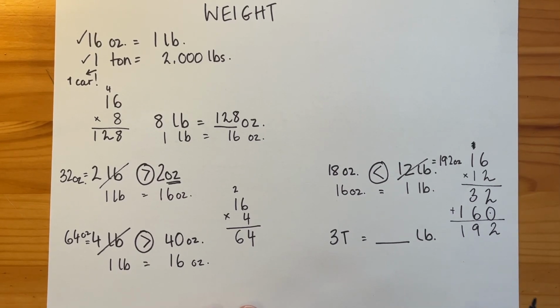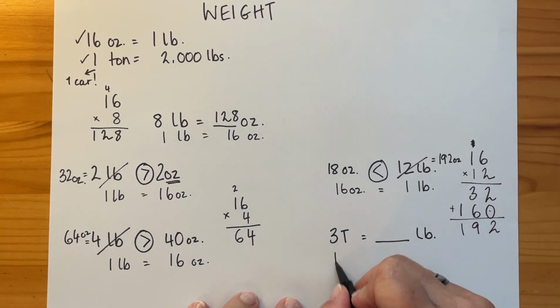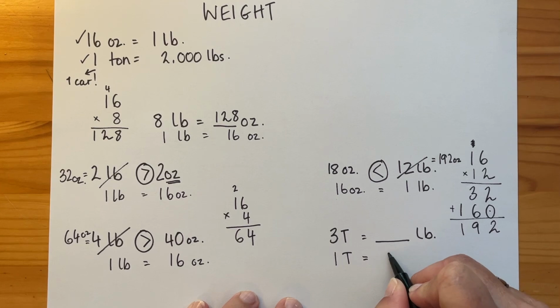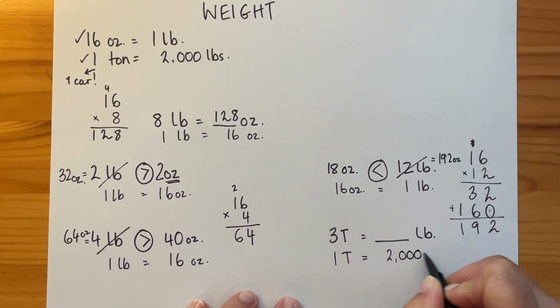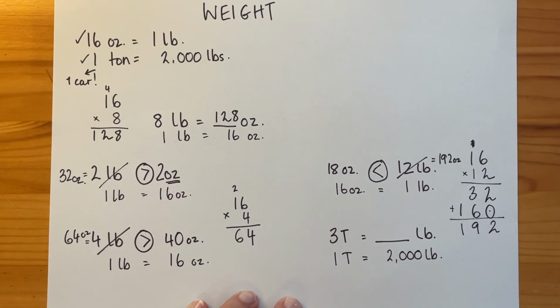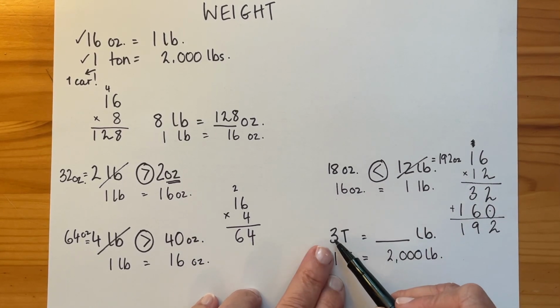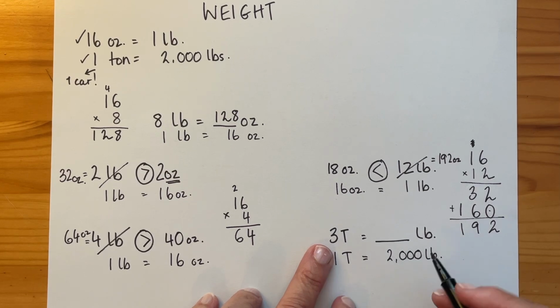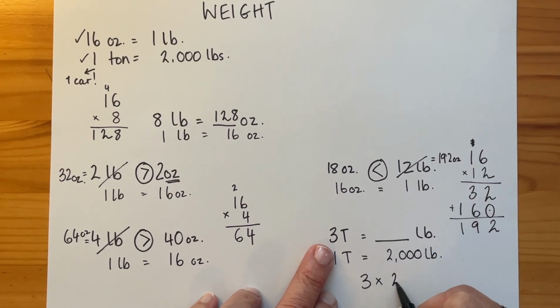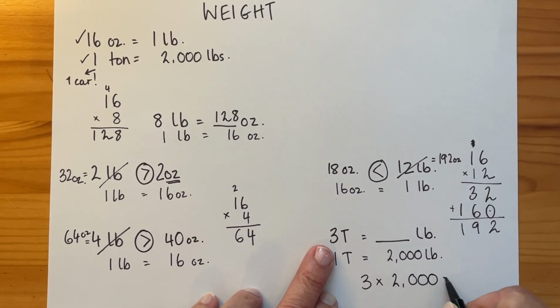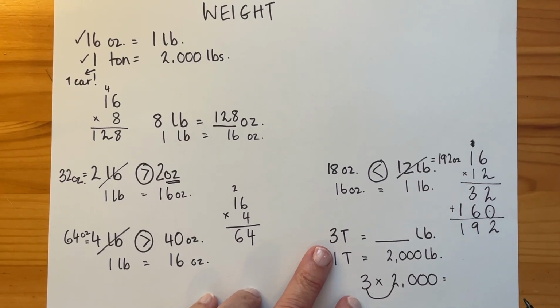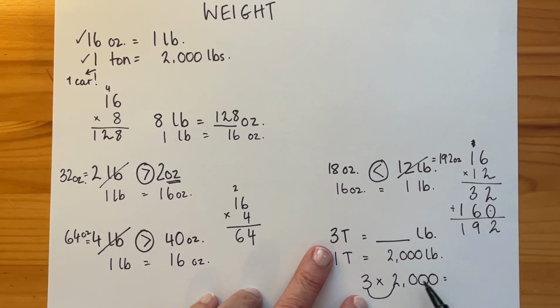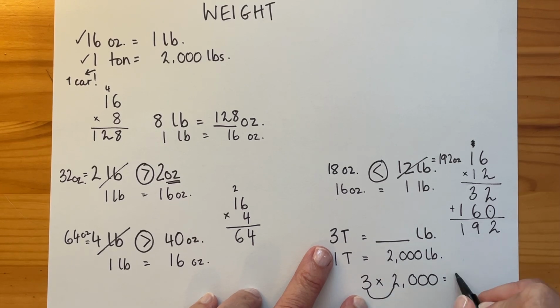All right, let's forget about pounds and ounces just for a minute and look at tons. Now, what do I know? I know that 1 ton is 2,000 pounds. So if 1 ton is 2,000 pounds, then 3 times more would be 3 times 2,000? Now the way that I'm going to do 3 times 2,000 is kind of fun. I'm only going to multiply my whole numbers there. I'm going to forget about my zeros. 3 times 2 is 6.